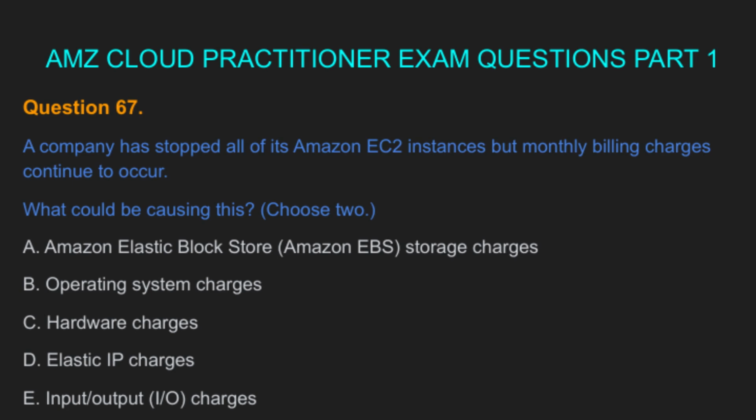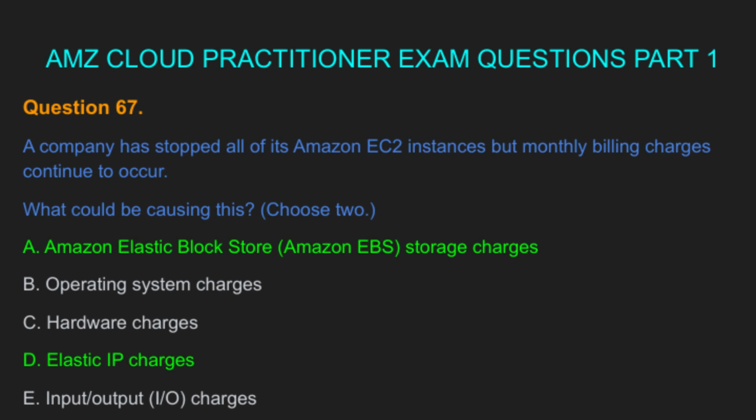Choose 2. A. Amazon Elastic Block Store, Amazon EBS, storage charges. B. Operating system charges. C. Hardware charges. D. Elastic IP charges. E. Input, output, I/O charges. The answer is A and D.